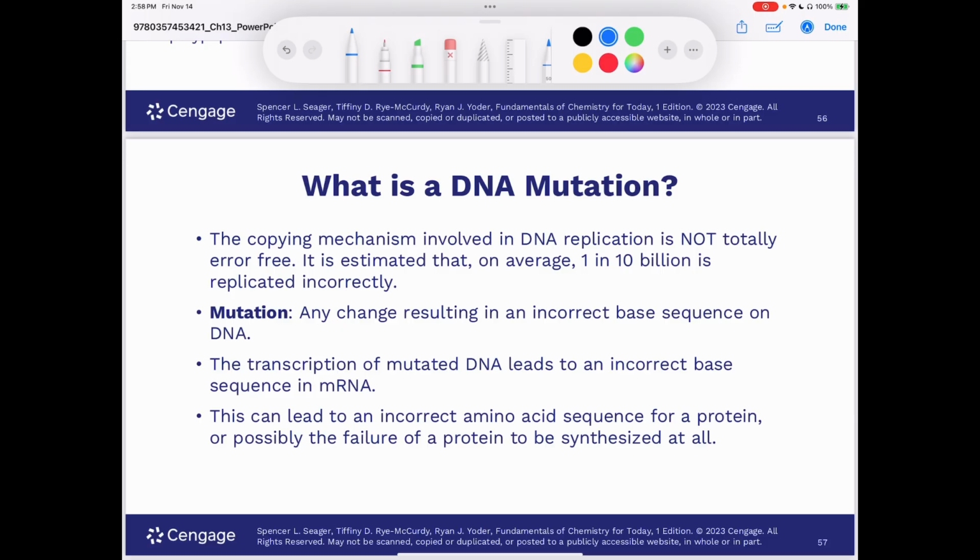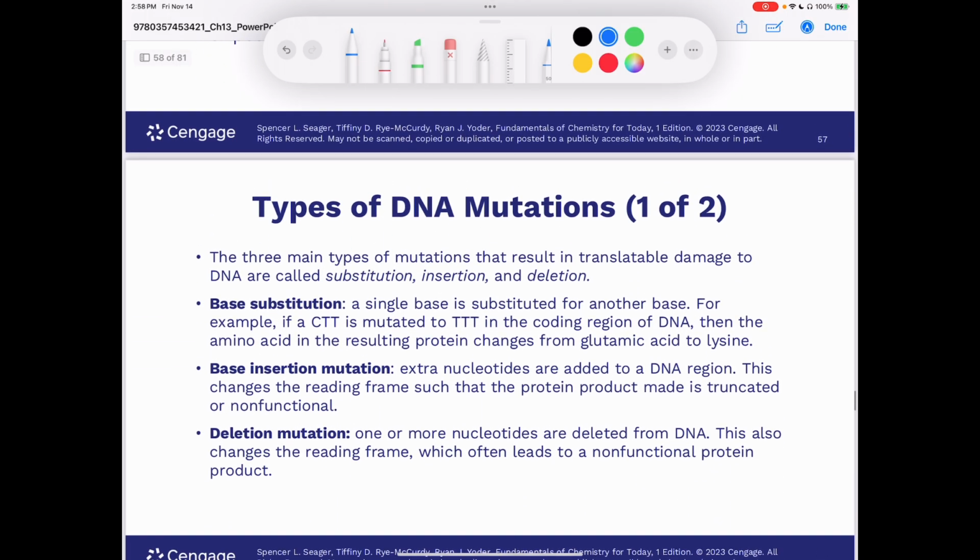The faithful transcription of mutated DNA leads to an incorrect base sequence in mRNA. This can lead to an incorrect amino acid sequence for a protein, or possibly the failure of a protein to be synthesized at all. The three main types of mutations that result in translatable damage to DNA are called substitution, insertion, and deletion. In base substitution, a single base is substituted for another base.